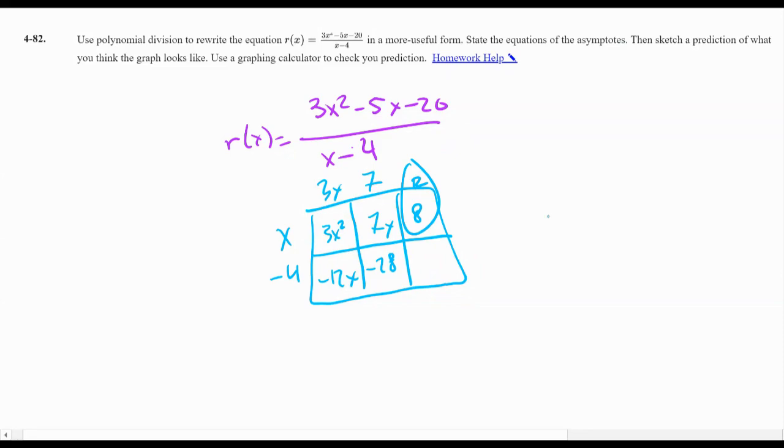So I have a remainder of 8, and that's going to be over my original denominator, so 8 over x minus 4. So I get 3x plus 7, plus 8 over x minus 4.